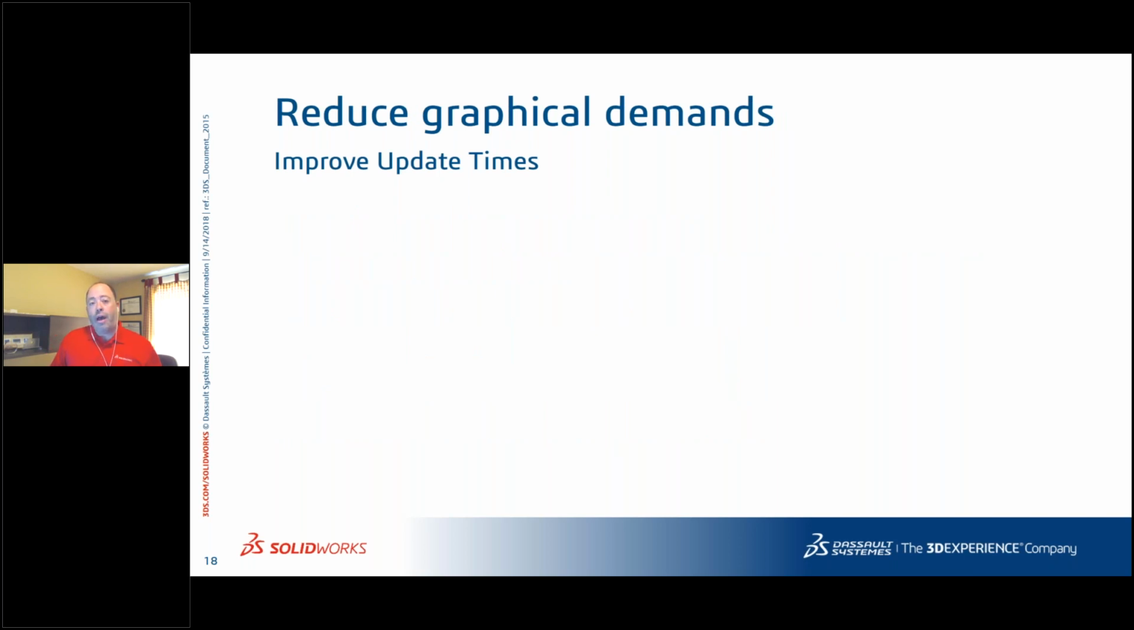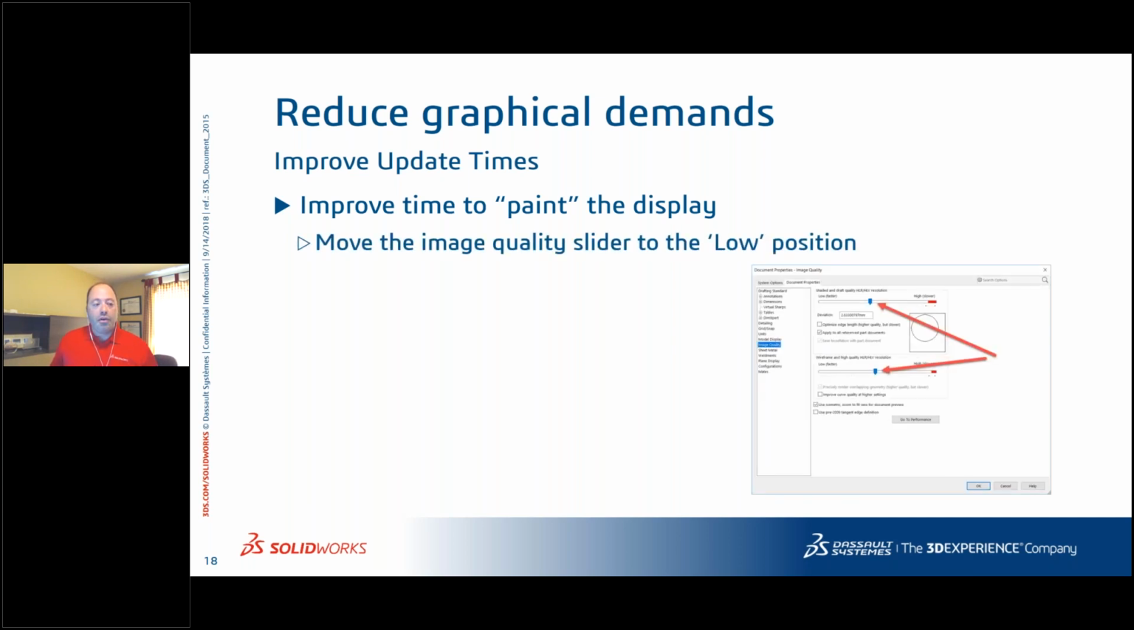Also, to help improve on the assembly performance, one way to do that is actually to reduce the graphical demands. Because every time you do a change, SOLIDWORKS has to paint that change on the screen. If you reduce the information it has to paint, you're better off, better performance. So here's a few options. First of all, the image quality in your document properties. So have to be careful. By default, usually they're kind of set midway. If you're dealing with large assemblies, you might want to dial that back down to a low setting.